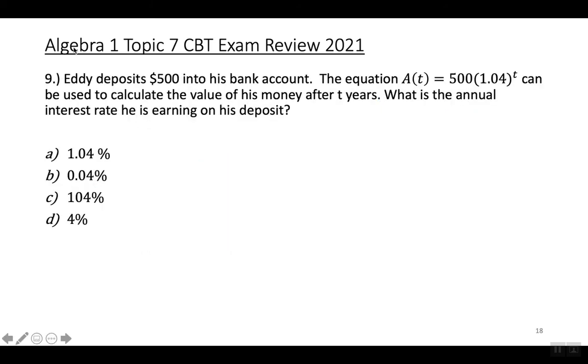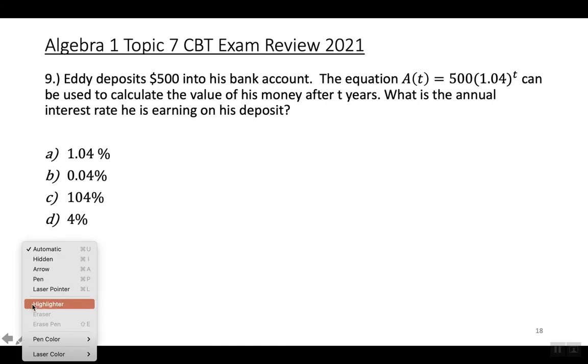Eddie deposits $500 into his bank account. The equation A of t equals 500 times 1.04 to the t power can be used to calculate the value of his money after t years. What is the annual interest rate he is earning on his deposit?